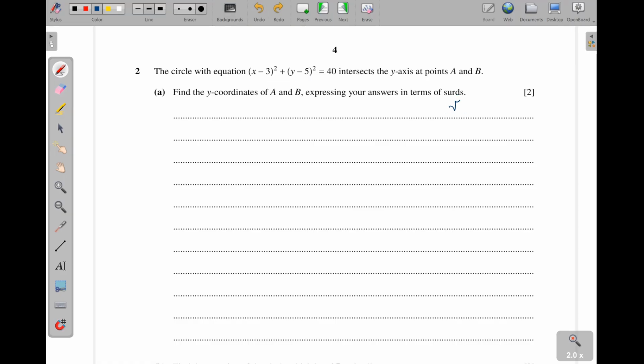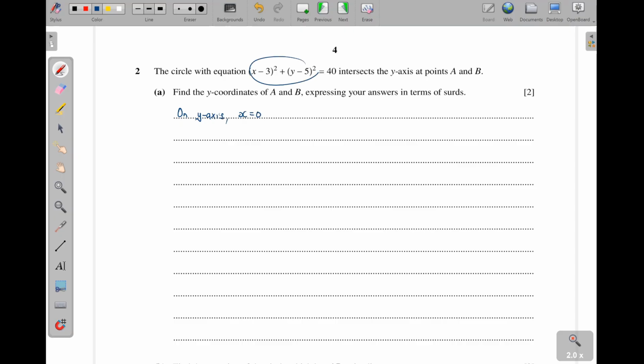That means when you get the quadratic equation here, when you solve it, it is not actually going to be factorizable. So you can use completing the square, or you can use the quadratic formula. So what are we going to do? What do we know about the y-axis? Because they said it intersects the y-axis. So on the y-axis, we know that x is equal to what?